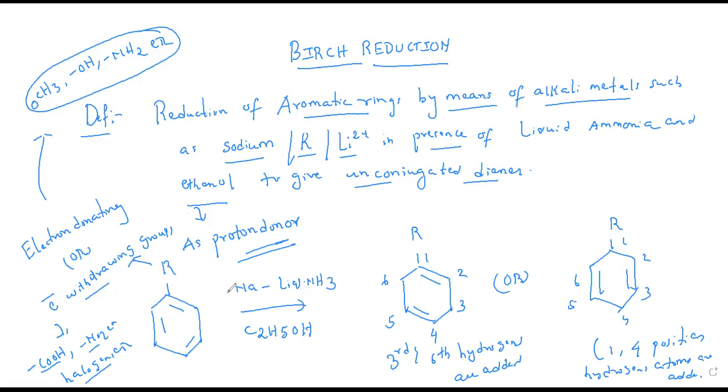But if you see the reaction of Birch reduction, I have mentioned R. Here R stands for electron donating or electron withdrawing group. If R is an electron donating group, at third and sixth position, hydrogen atoms are added. Whereas if R is an electron withdrawing group, at first and fourth position, the hydrogen atoms are added. Okay, so I hope it is clear with the definition of Birch reduction and the general reaction.